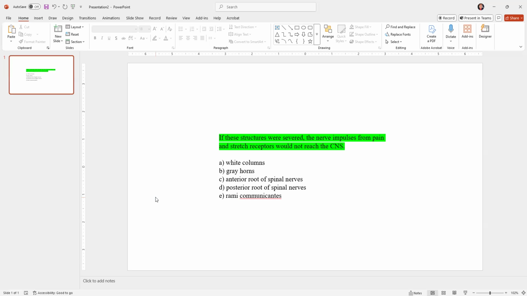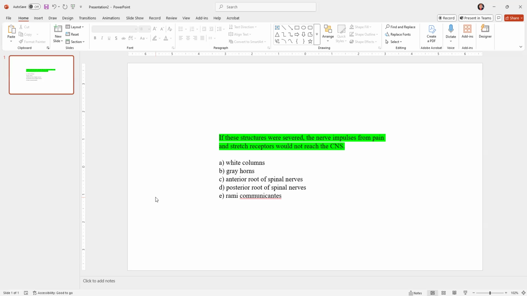Basically, what structures bring your sensory input into the central nervous system? What nerves? Where's your sensory input coming in? The anterior root. That's your motor root. Anterior is motor. So where is sensory? The posterior, yes, would be the opposite.